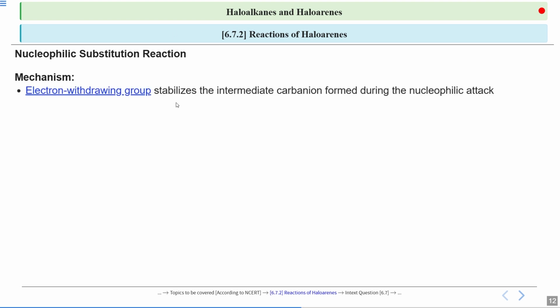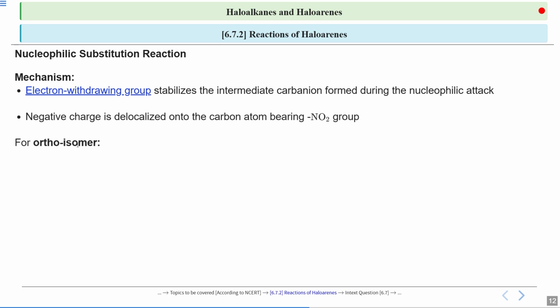So the electron withdrawing group stabilizes the intermediate carbanion formed during the nucleophilic attack. Okay. During the nucleophilic attack, the carbanion that forms as an intermediate is stabilized by the electron withdrawing group. How? The negative charge is delocalized onto the carbon atom that is bearing the NO2 group. So the negative charge is delocalized onto the carbons on which the NO2 group is present, and the resonance will happen.